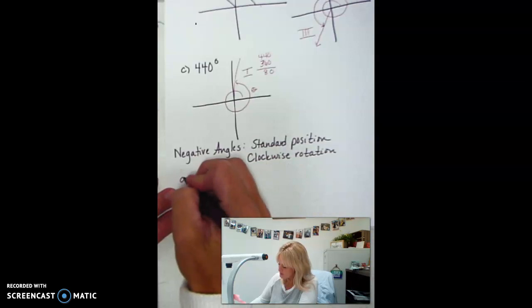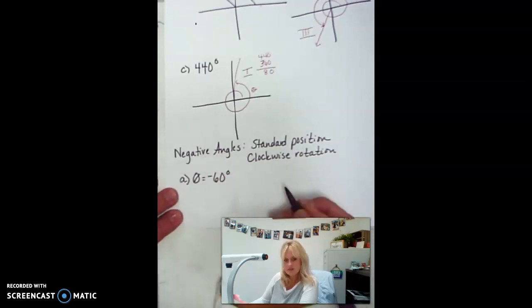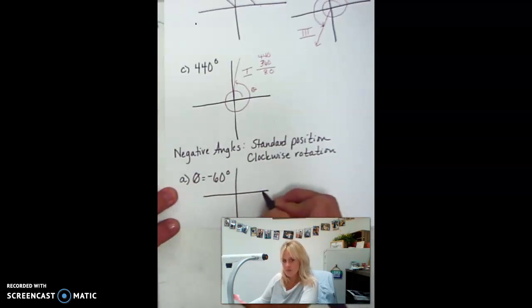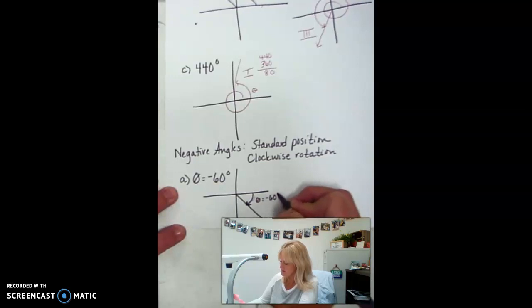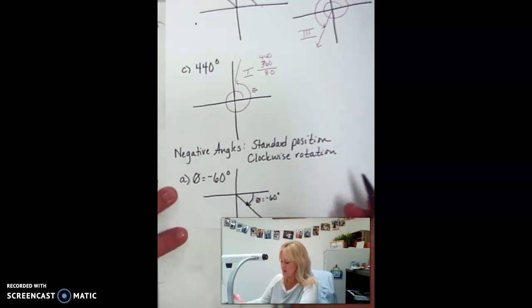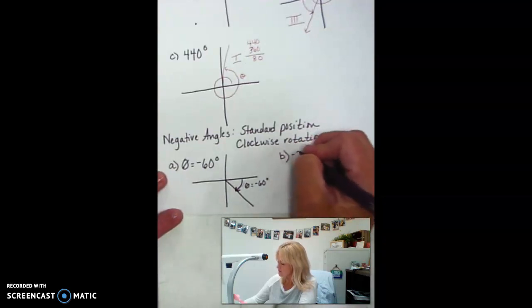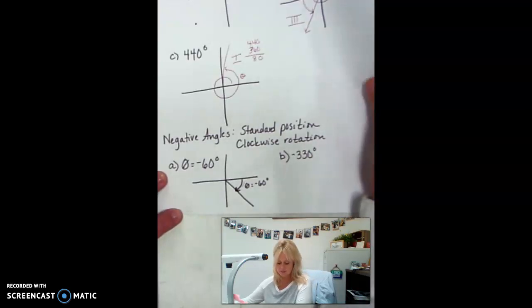So if I asked you to sketch theta at negative 60 degrees, we always start at 0, but this time we're going to go down 60 degrees. Notice my arrow is pointing down. So this would be theta at negative 60 degrees. So take a second and go ahead, and what would negative 330 degrees look like on your own?